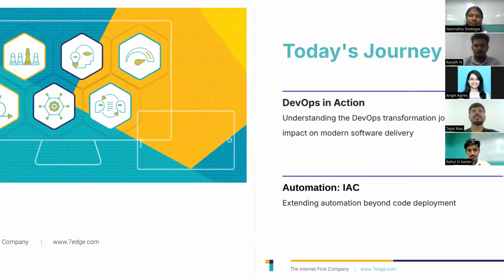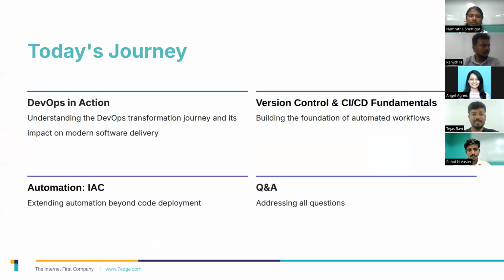So let's see today's agenda. First, we'll be discussing DevOps in action, the second is version control and CI/CD fundamentals, and the third one is automation. That is, we'll speak about infrastructure as code, and we are wrapping up with Q&A.